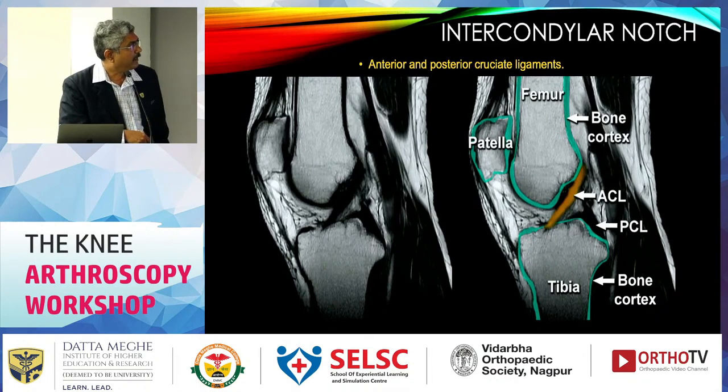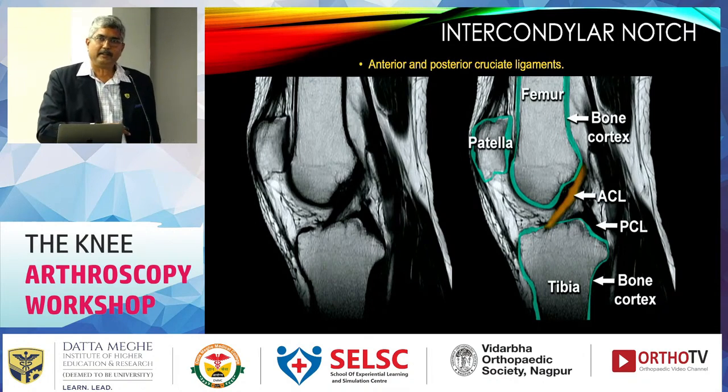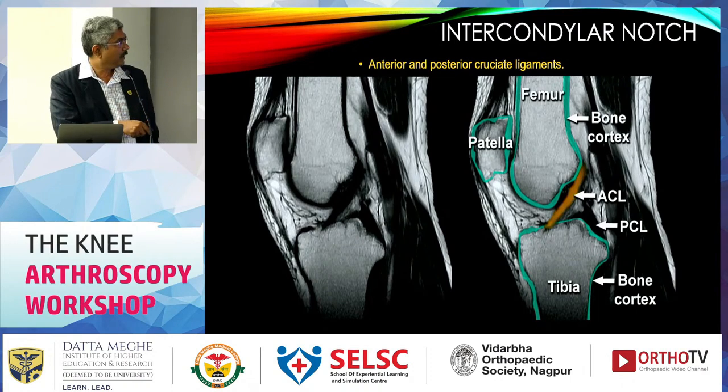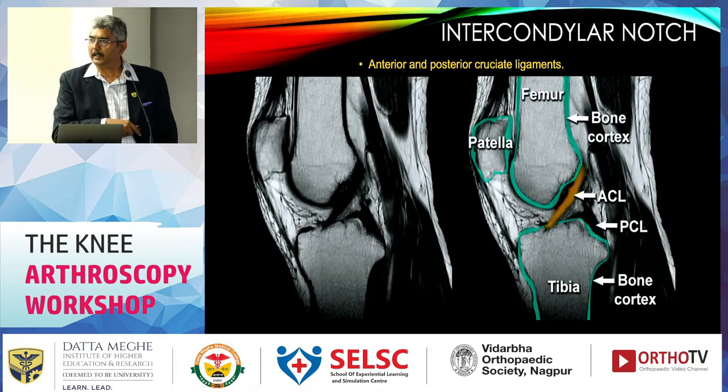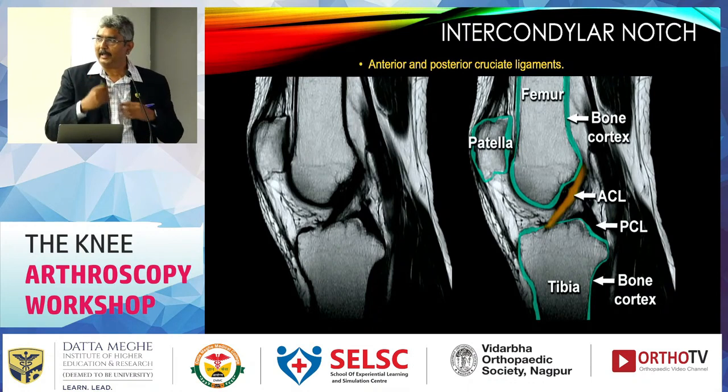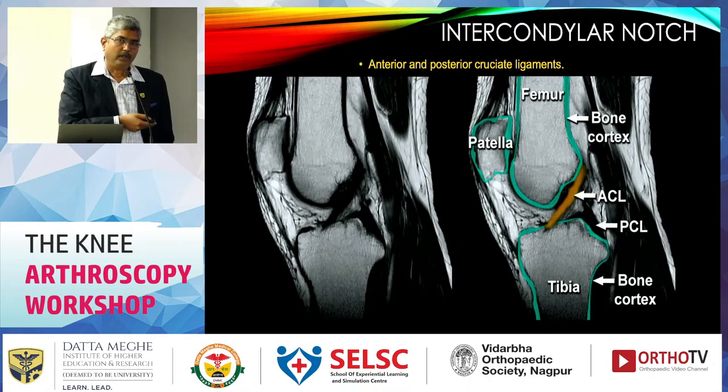this one is the anterior cruciate ligament. As the name is, anterior cruciate ligament. It is arising from the anterior part of the intercondylar notch of the tibia. It is coursing in a cross-like manner and getting inserted on the lateral condyle of the femur. So ACL is easy to remember.